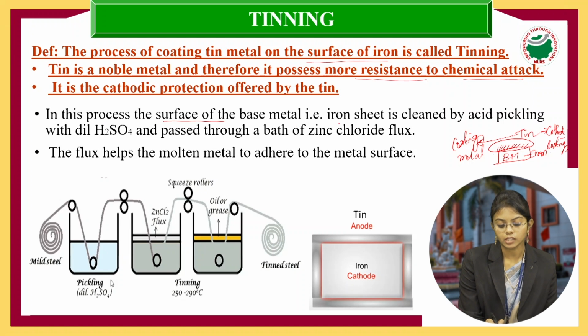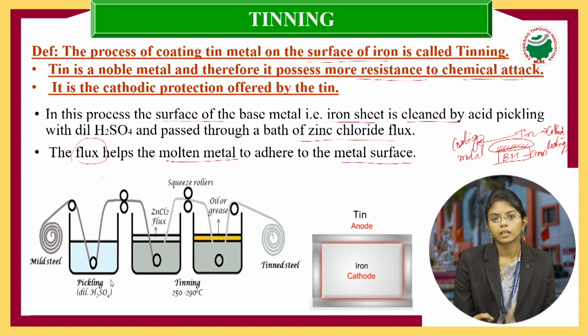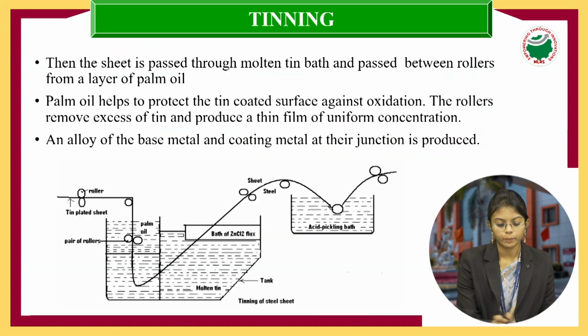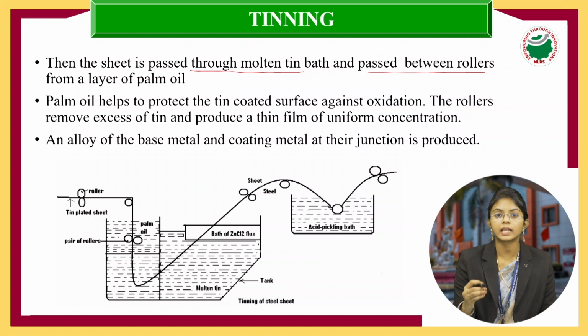Here, the surface of the base metal, that is the iron sheet, is cleaned by acid pickling with dilute H2SO4, or dilute sulfuric acid. Now it is passed through a zinc chloride flux. This flux helps the molten metal to adhere to the metal surface. The molten metal here is what? Tin. It will help the molten tin to attach on the metal surface. Then the sheet is passed through the molten tin bath and between two rollers under a layer of palm oil. Why do we pass this sheet through rollers? Because the excess tin will be squeezed out.